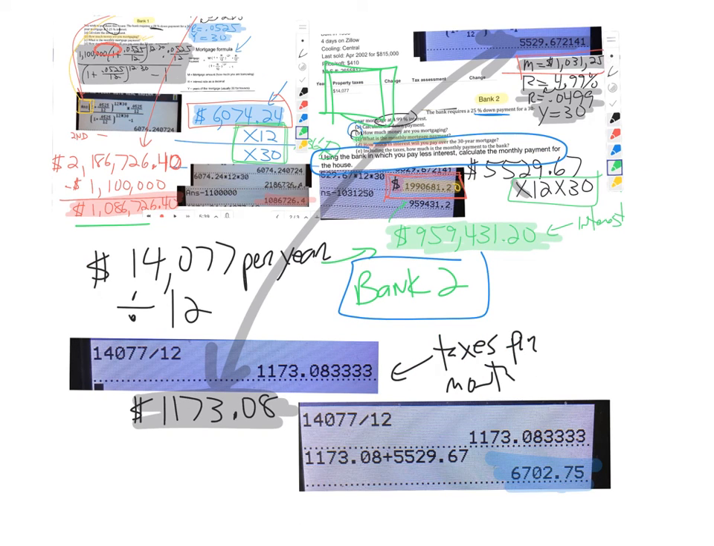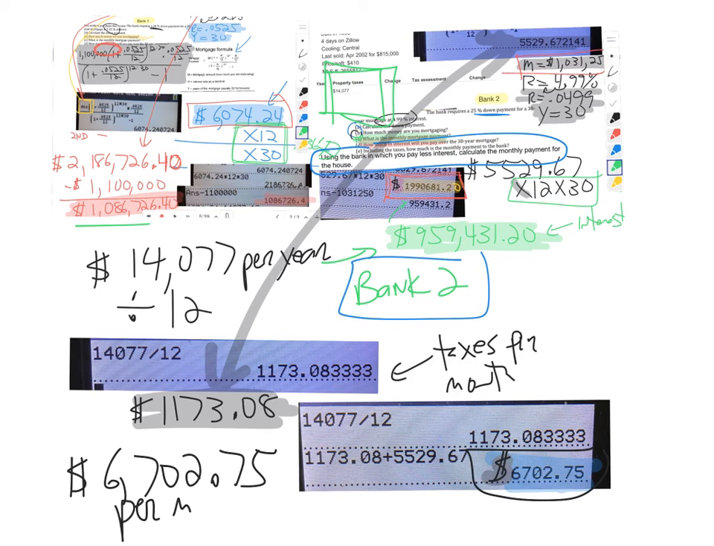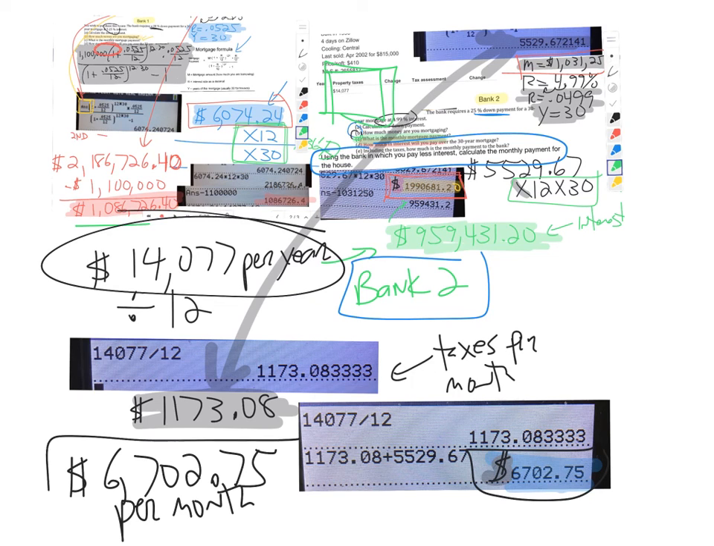So here is your total value. To mortgage this house, going through Bank 2, it's going to cost you $6,702.75 per month for the next 30 years. Not exactly, because the taxes usually go up per year, so your payments will increase per year, but right now, that's what your monthly payment is going to be to the bank.